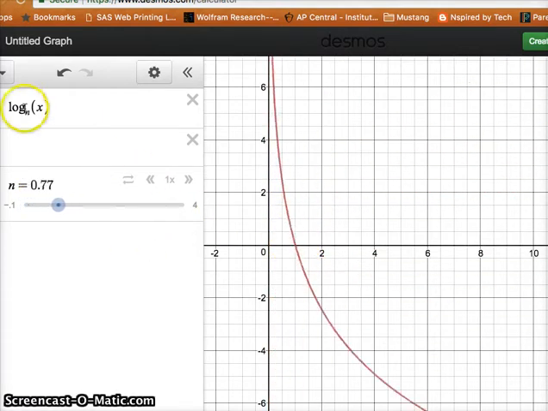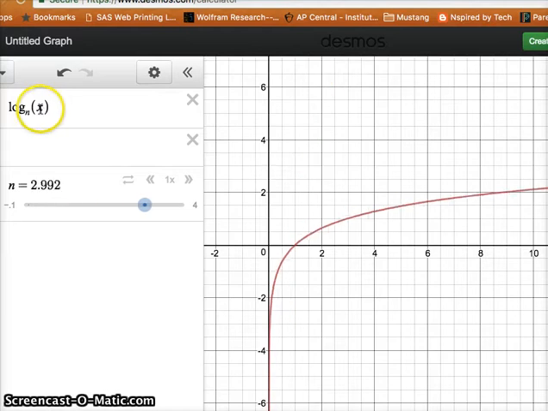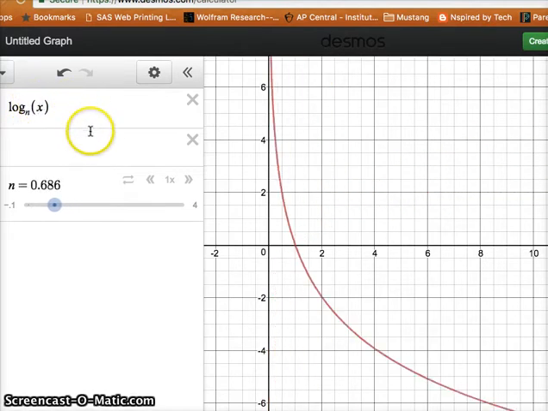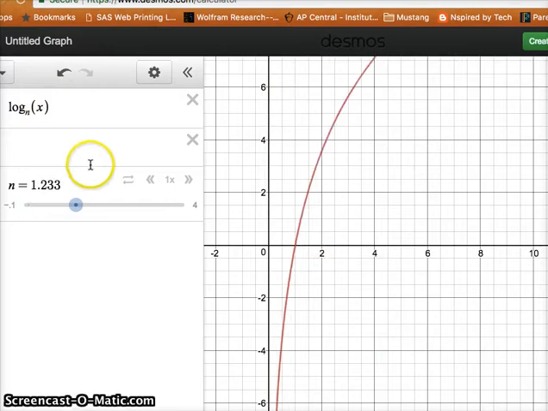So that means if we put 1 into this function, the log, no matter what the base is, log of 1 is going to be 0 because anything to the 0th power is 1.